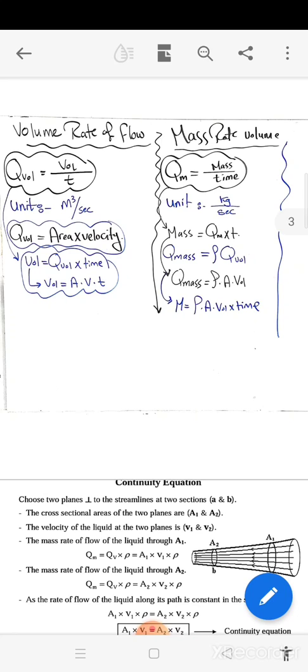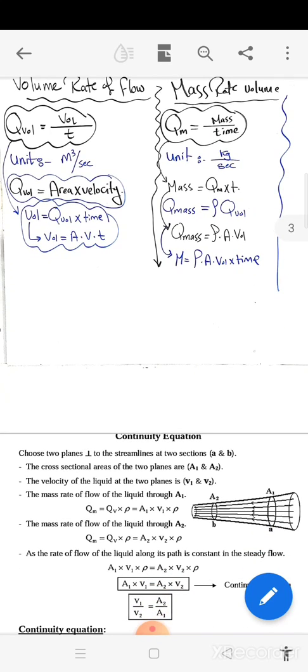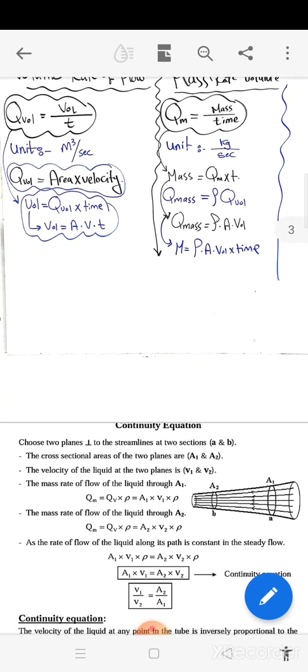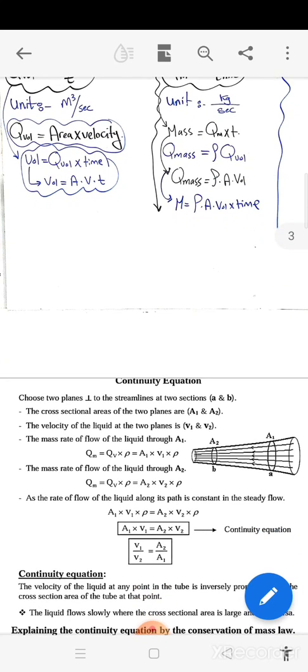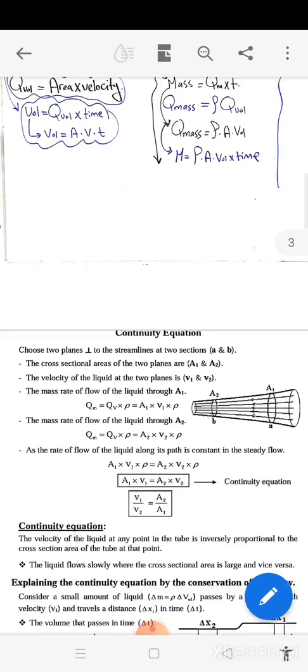By cross multiplication, mass is the rate of mass times time, and you have to know that the quantity of mass is density times the quantity of volume, as in mass is density times volume. Substituting the volume by area times velocity, the quantity of mass is density times area times velocity. So the mass is density times area times velocity times time.